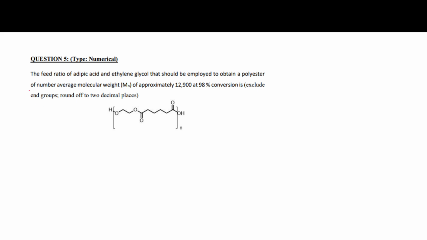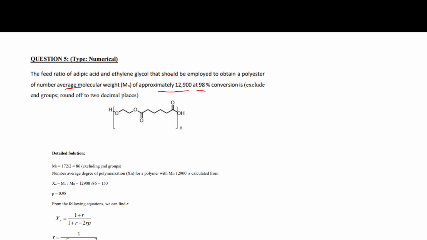Now the next question will be like this: what feed ratio of adipic acid and ethylene glycol should be employed to get a polyester whose number average molecular weight is given as 12,900 at 98% conversion. So you have to calculate the feed ratio, that is, we have to calculate R. If you want to calculate R, here it suggests that they do not have a similar reactivity ratio, so your R naught should be 1.